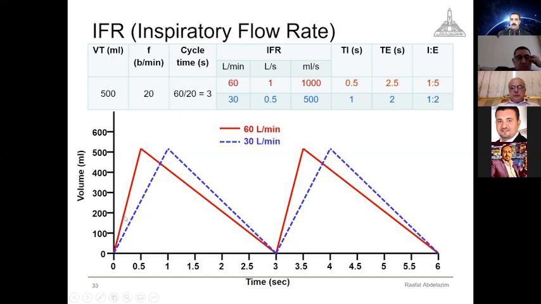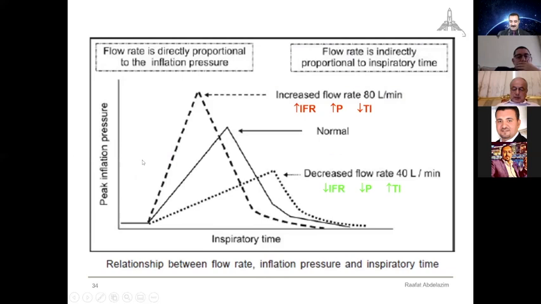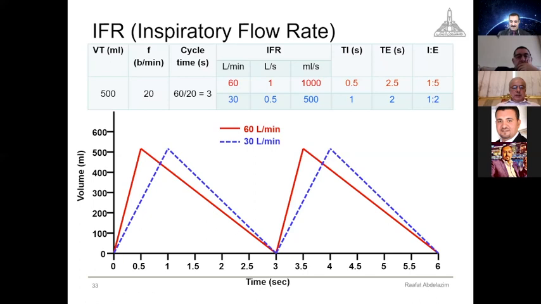The red one is 60 liters per minute, the inspiratory flow rate. If I reduce this flow rate to 30, this means that more time is given to inspiration. Halving the flow rate from 60 to 30 results in doubling the inspiratory time from 0.5 seconds to 1 second. If we keep the respiratory rate with no change, this means that the expiratory time will be reduced from 2.5 seconds to only 2 seconds.